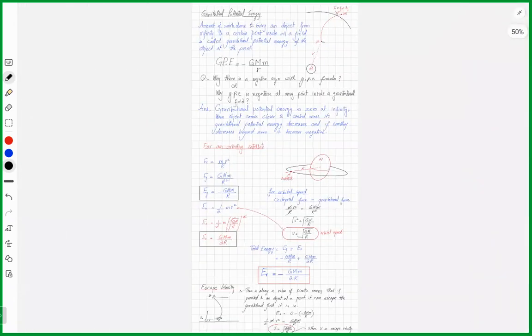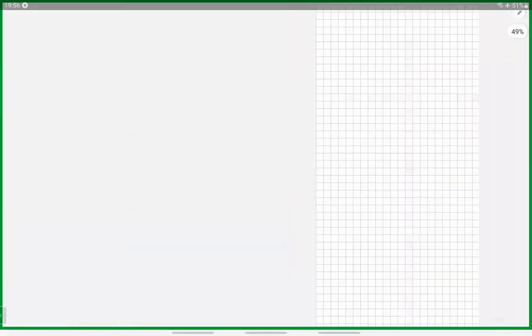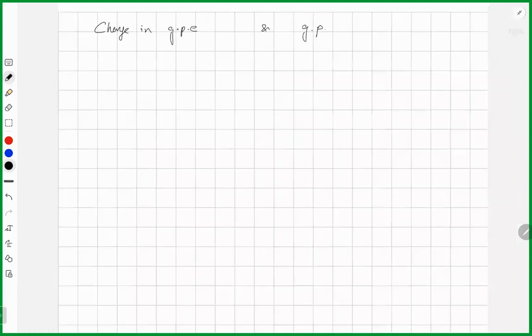So tomorrow we will be doing change in gravitational potential energy and gravitational potential. So this is what we'll be doing tomorrow. Today, this is it.